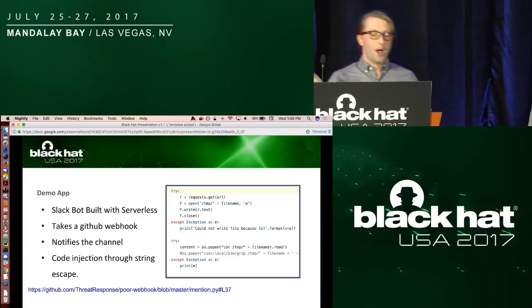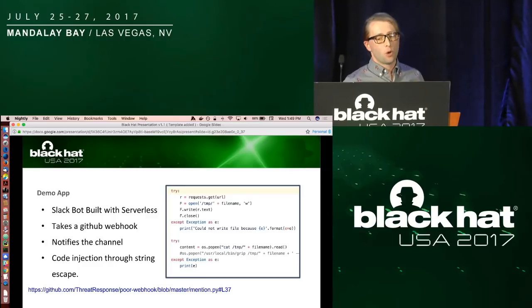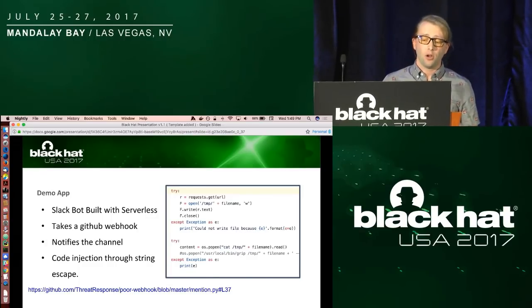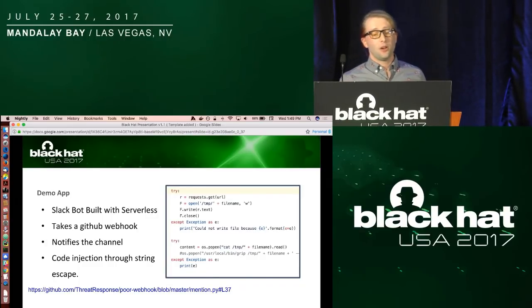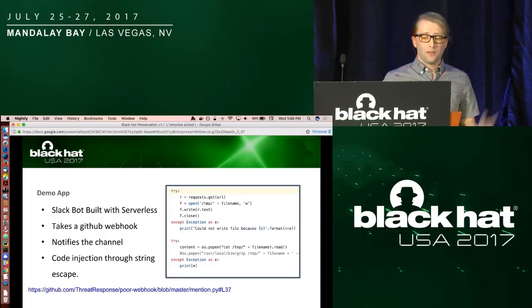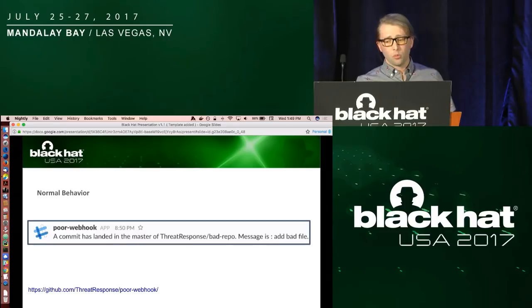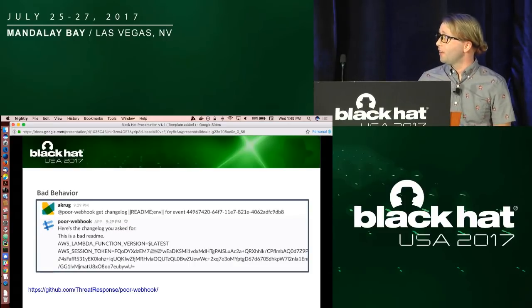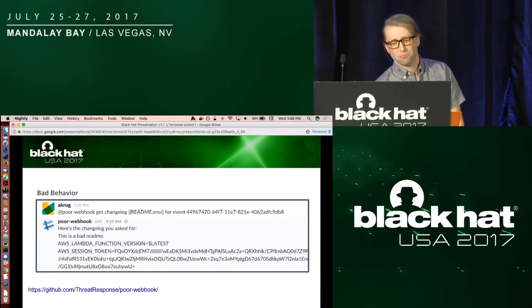So I built a Slack bot, built in Serverless Framework for Lambda. It takes a GitHub webhook on commit. It notifies a Slack channel that there was a commit, and it has a code injection in it through a basic string escape. So the normal behavior of it looks something like this. The bad behavior looks something like this. And I have a little video demo.